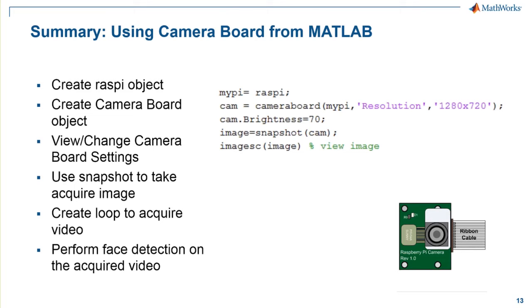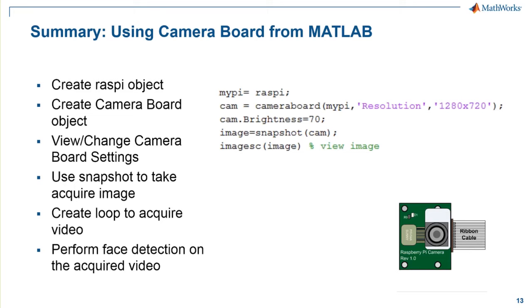Okay, to summarize, we just demonstrated how you can create a connection to your Raspberry Pi and to the camera board peripheral. You can change and view camera settings, and you can easily acquire images into the MATLAB workspace. You can use the snapshot command in a loop to acquire video, and you can use the computer vision algorithms to detect faces.